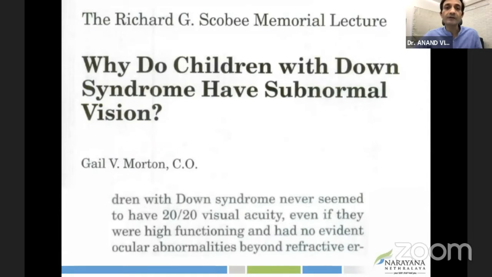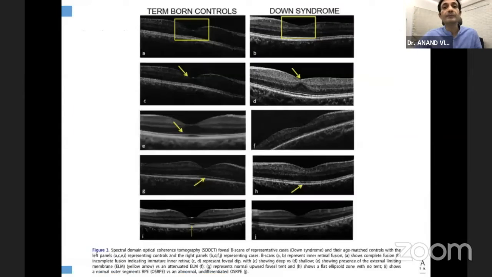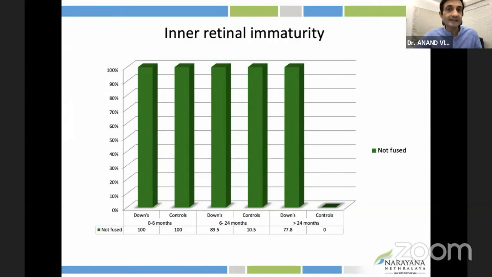Now, coming back to Down syndrome and the CVI syndrome, this is a very famous lecture by Gail Morton, where he says that no child in his large career of looking at these children has ever had 20/20 vision, despite having corrected refraction, amblyopia correction, and even a normal macula. What's really important then is, are we looking at subclinical changes now picked up on the OCT, maybe down the line on the OCTA? Are we looking at subclinical changes in these babies that can actually explain why their vision is so-called not 20/20, or is it part of the CVI spectrum?